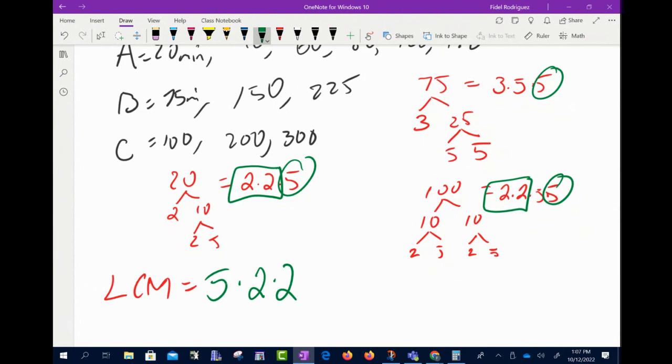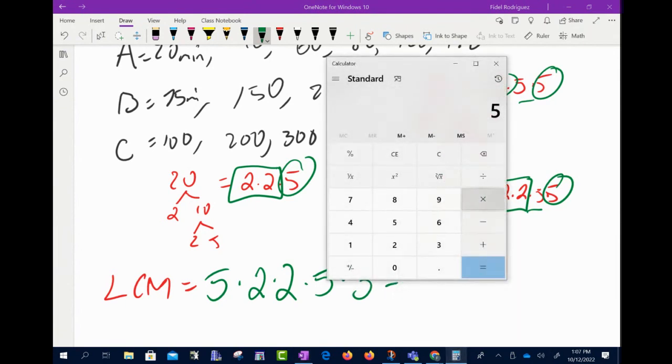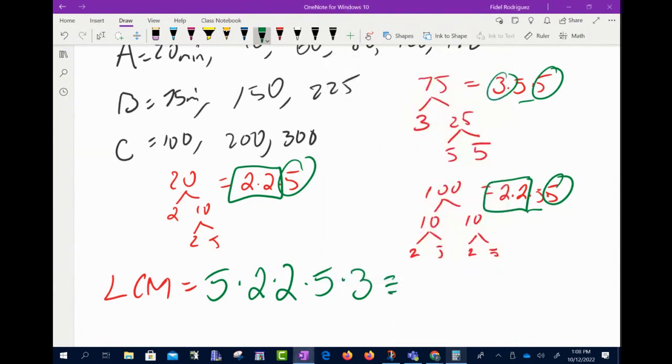What I'm trying to say is I'm looking at the numbers. I'm going to use each of the numbers that I have, but I'm going to write them down the most number of times that I have. Okay. And then let's see, what else do we need? We need an additional 5 because that one had an additional 5. And we also need the number 3. Okay. So look, y'all, I'm going to multiply these numbers out. Oops. And let's go 5 times 2 times 2 times 5 times 3. And I'm coming up with 300.